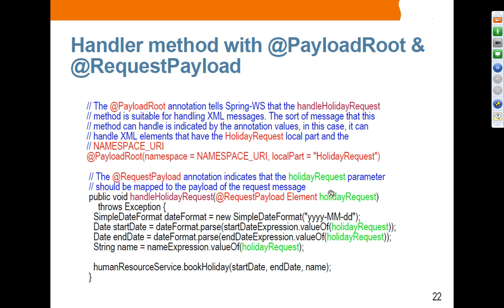Once you got the payload holiday request, then you can extract the data from that XML. In this case we are going to get the start date and end date, and we are going to get the name. So from the XML message that is received, we are converting the XML sub elements into the start date, end date, and name. Then you can perform business logic by calling the business service object, human resource service object.